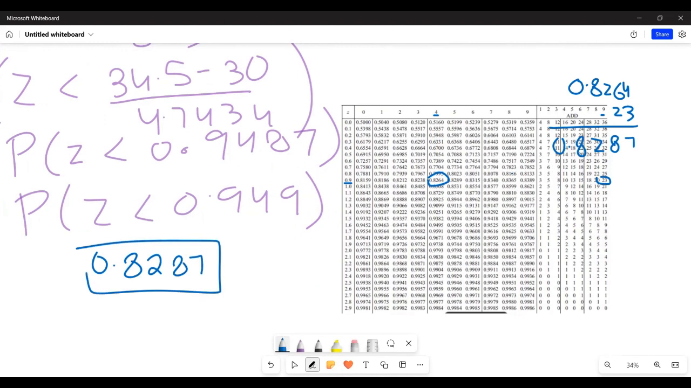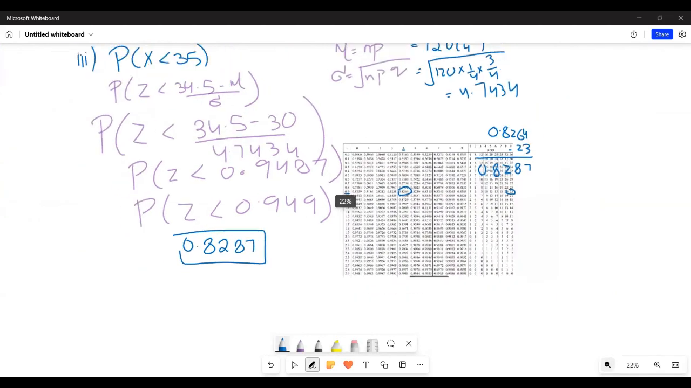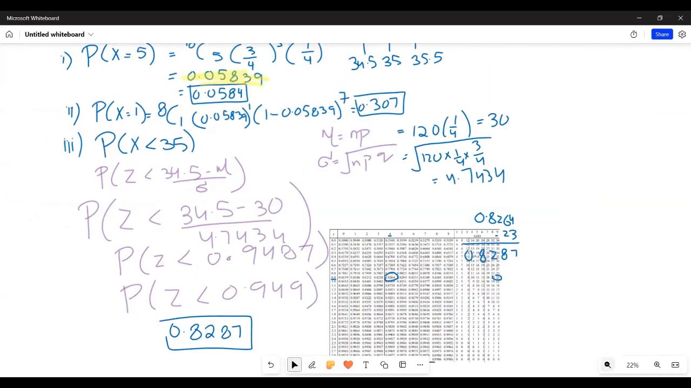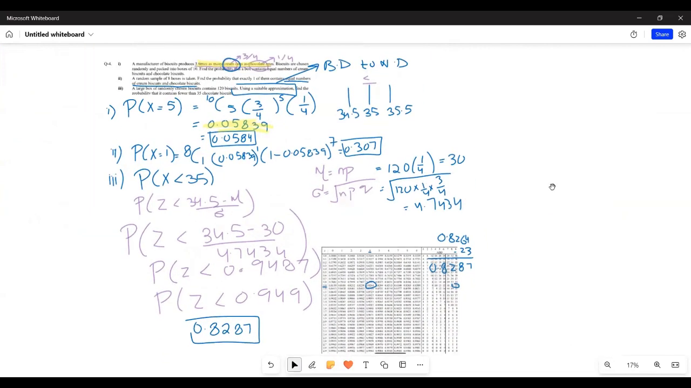That's the answer. That is all for today. Please try to do question number 5 as homework, and we'll discuss any problems you have tomorrow and start with question number 6.